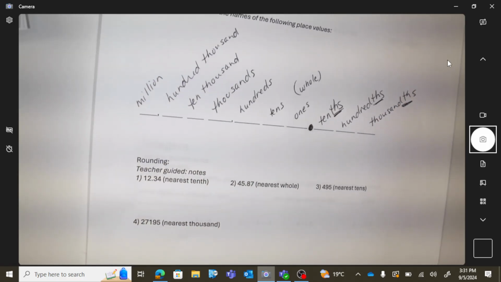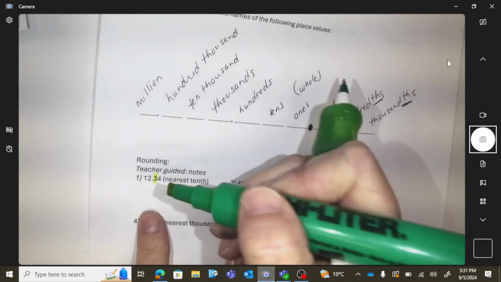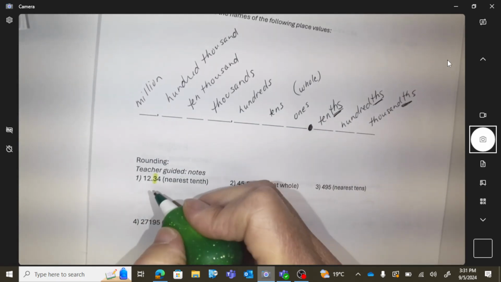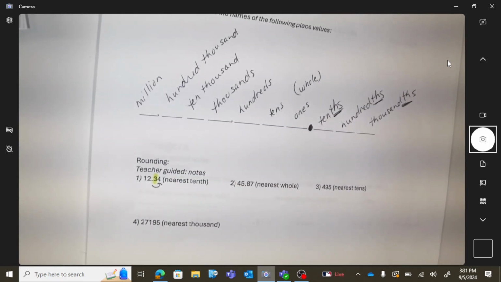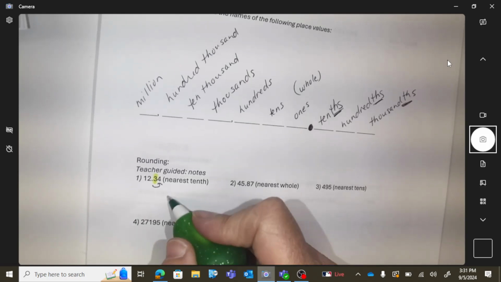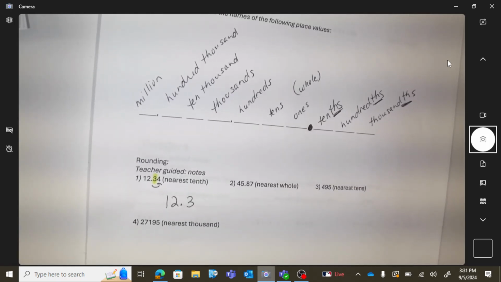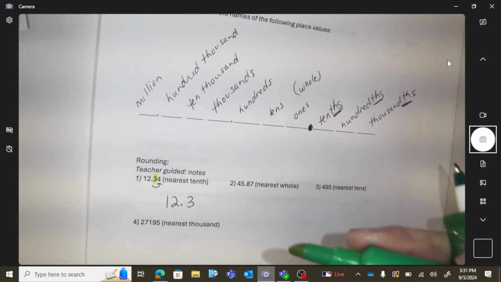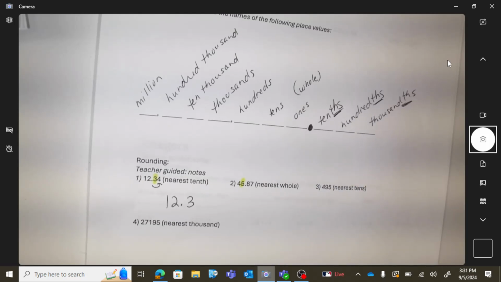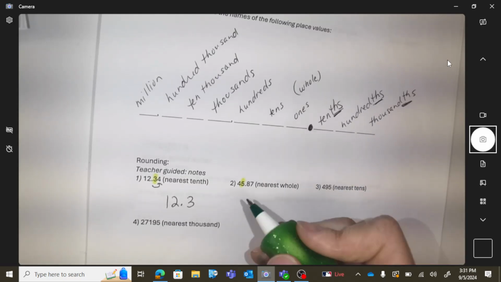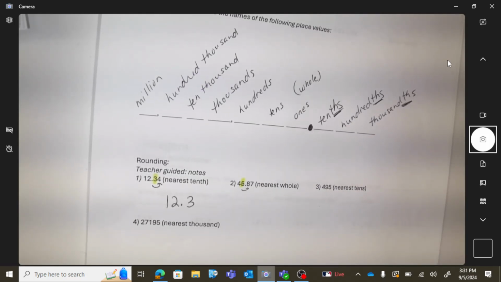So when we round here, we identify the position. So tenth is the 3, and then we look after it, and the rule is if it's 5 or more, we go up. So do we stay at the 3 or do we move up? So the rule would be stay at the 3. You never go down. Nearest whole, so that's right there. So looking after it, does that make us stay or move up? And that would make us move up.